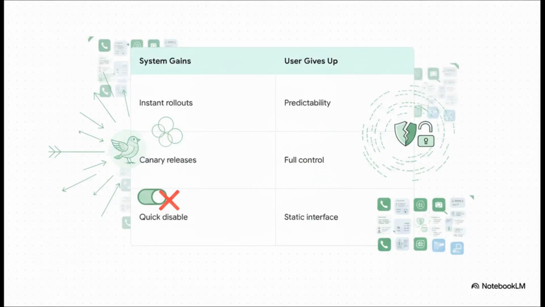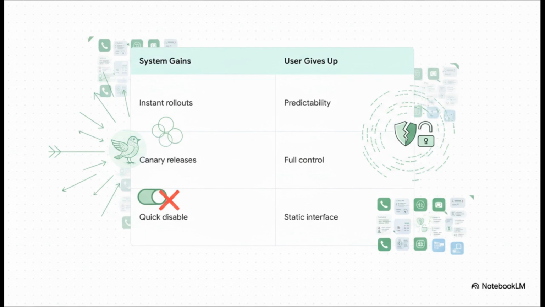And this really shows the trade-off in action. On the one hand, look at what the system gains. They get to do instant feature rollouts, pushing a change to everyone immediately. They can test things on small groups, maybe just 1% of people, to see if a new feature breaks anything. And crucially, they can quickly disable something that's gone wrong. If a new feature is causing crashes, they just flip the switch off and the problem is gone.